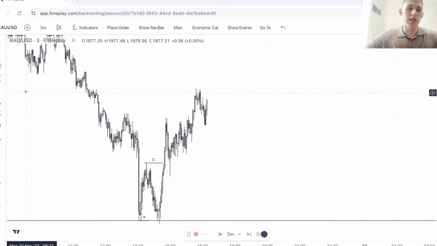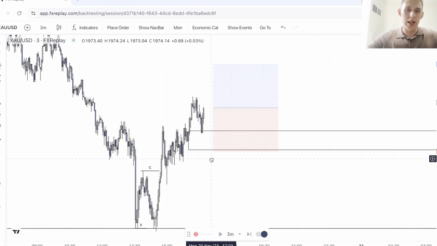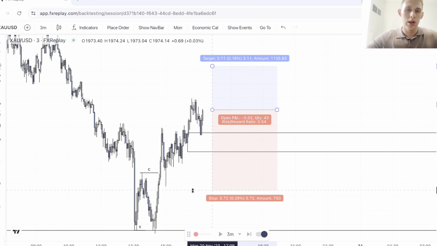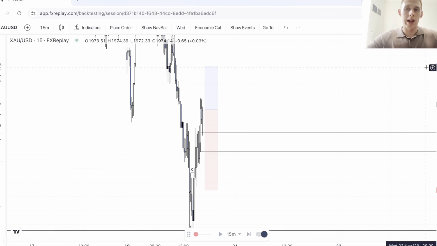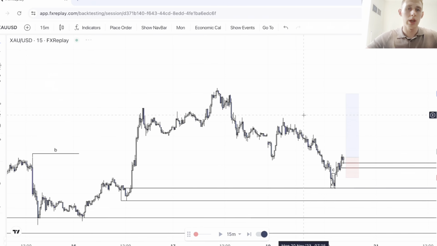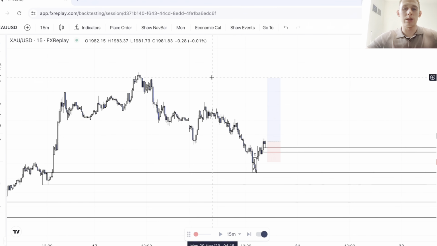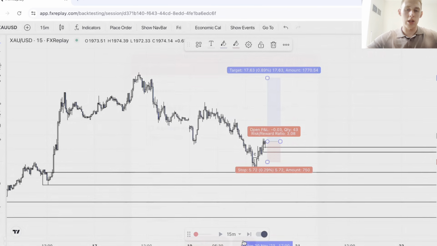Actually, I think I just missed that. Nice reaction from here. Bit of a late entry, but I'm just going to enter here. Bigger stop loss all the way down here below the wick. And we're going to go for a 1 to 3 up here. And the reason this is valid still is because we're expecting price to come to this high anyway. So I'm going to place that. Market execution on this one.